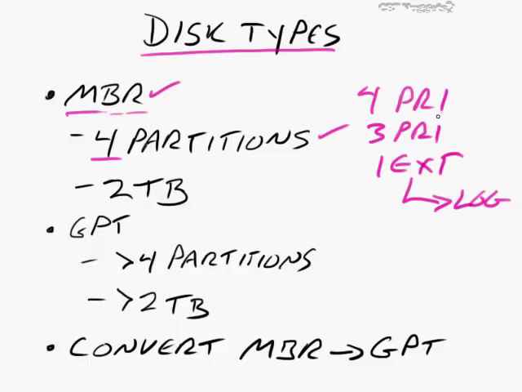So you could go up to 3 primaries, 1 extended. You can always have 1 extended. You can't have 2 extended, for example. And then inside of that extended, you can create a number of different logical disks. Also, the MBR type of a disk maxes out at 2 terabytes.